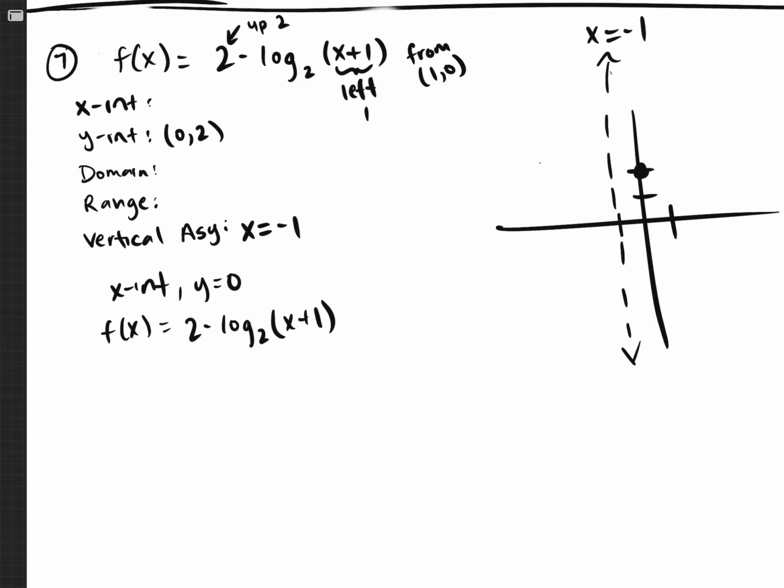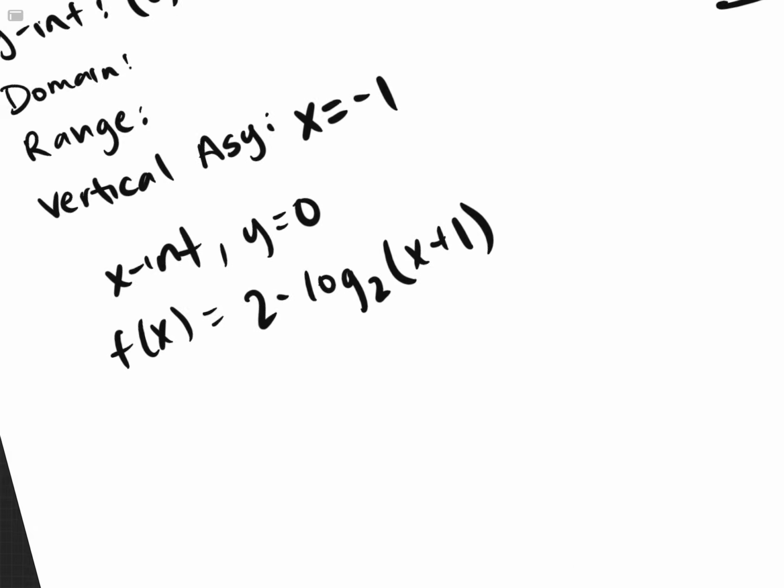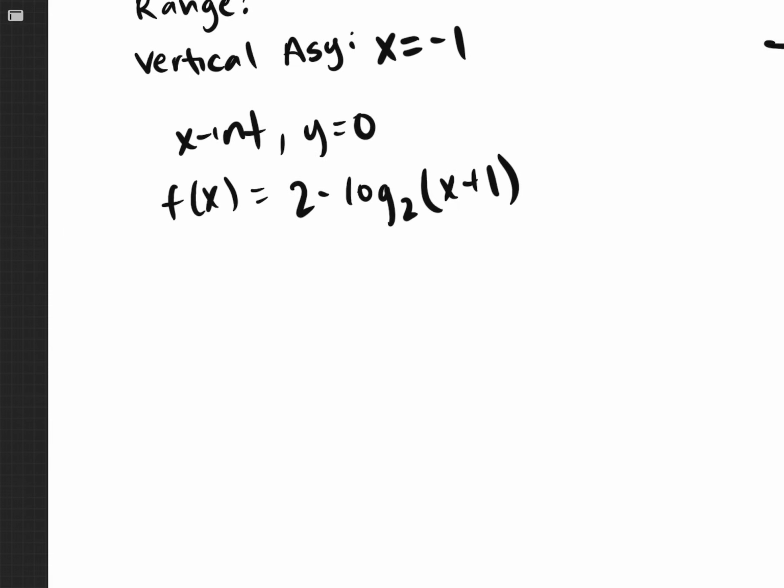y equals 2 minus log base 2 of x plus 1. Wherever we see y or f of x, that's the same. We're going to replace it with 0. So we're going to have 0 equals 2 minus log base 2 of x plus 1. And we're going to solve this for x.